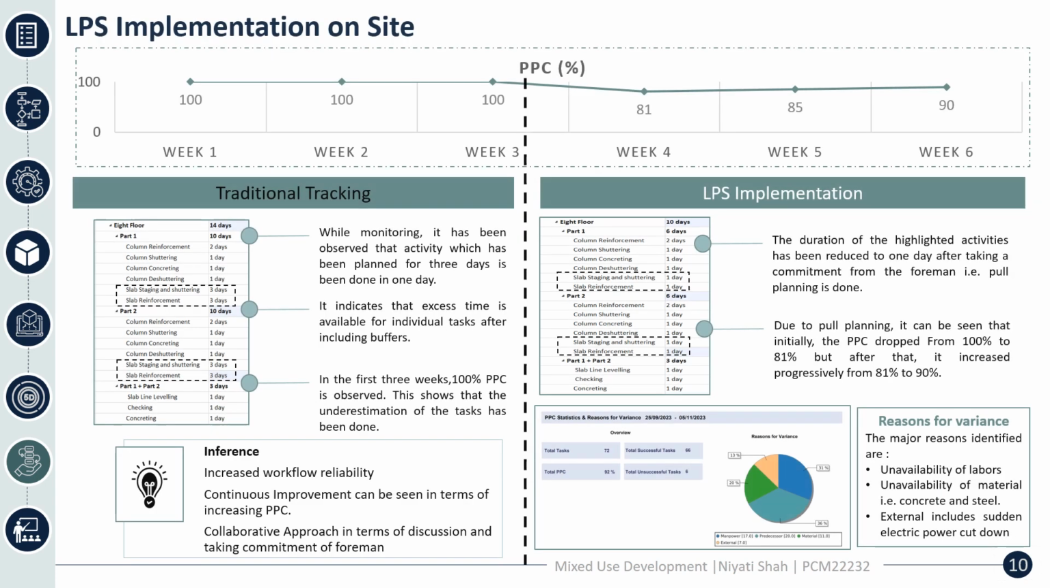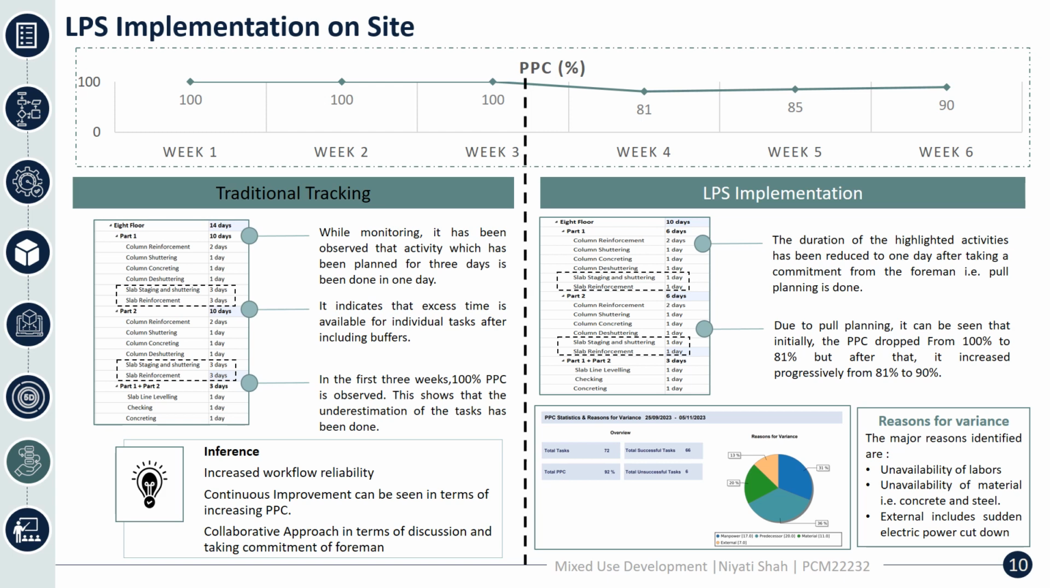Coming to LPS implementation on site, from our observation, for weeks 1 to 3, where the activities were traditionally tracked, the PPC obtained was 100%. We noticed that there were a few activities which were planned for 3 days, but were done in 1 day, which indicates excess time was available for the individual tasks, including buffers. That is the reason, underestimation of the task had been done.